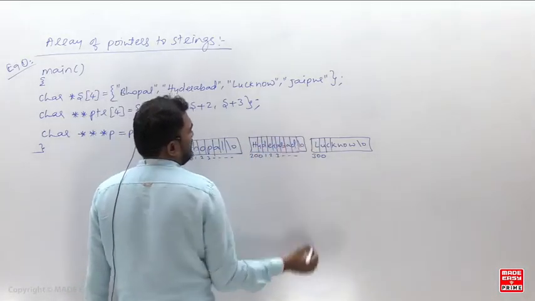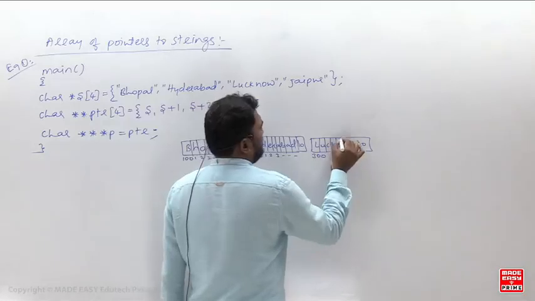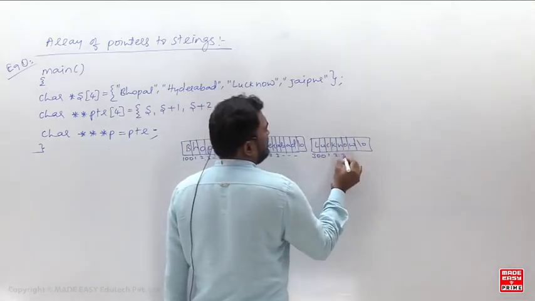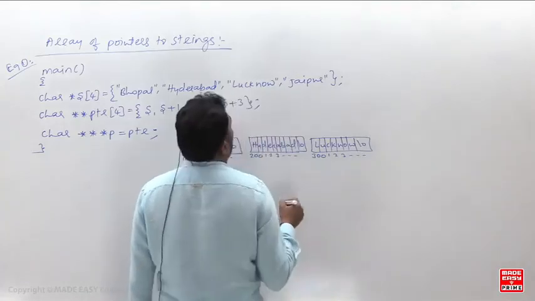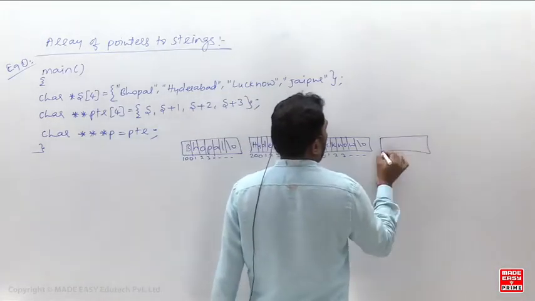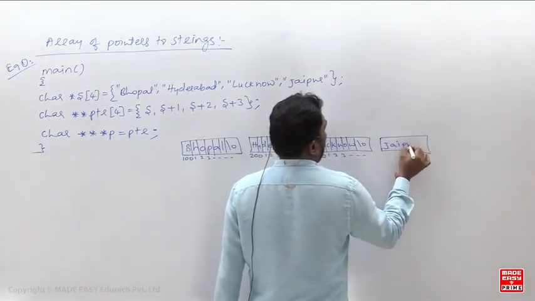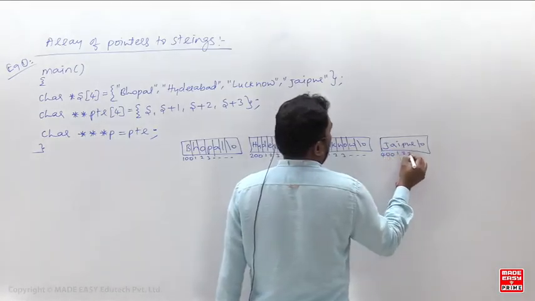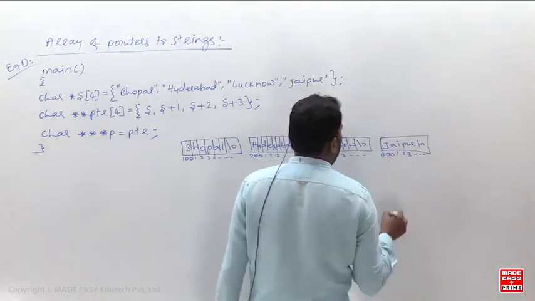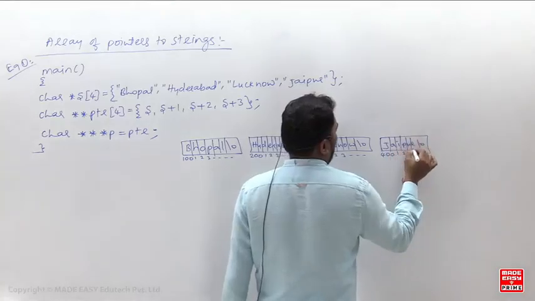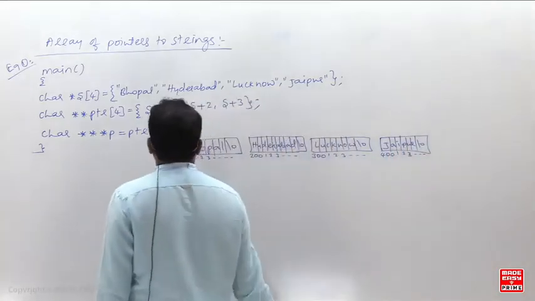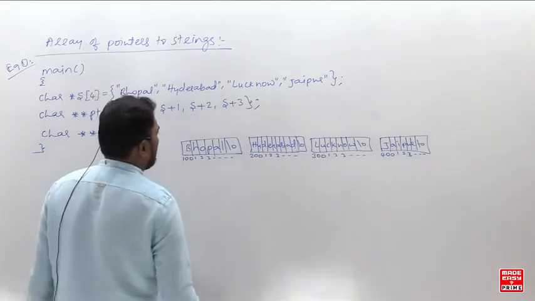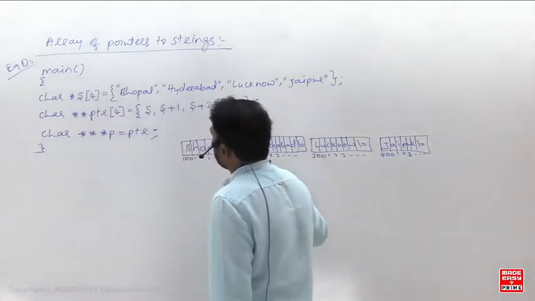I think now you are understanding. So 300, 301, 302, 303 like this. And one more string, Jaipur, with its null character. Let's say it has base address 400, 401, 402 like this, and it also has various characters. Now these are the 4 strings. That's it, 4 strings I have written.